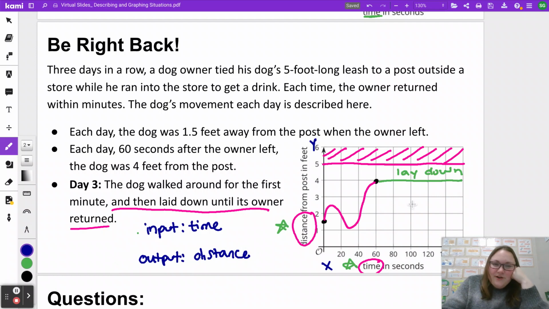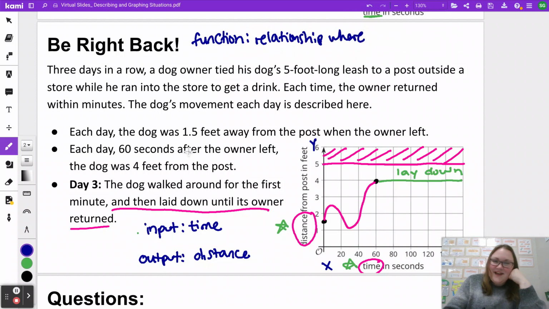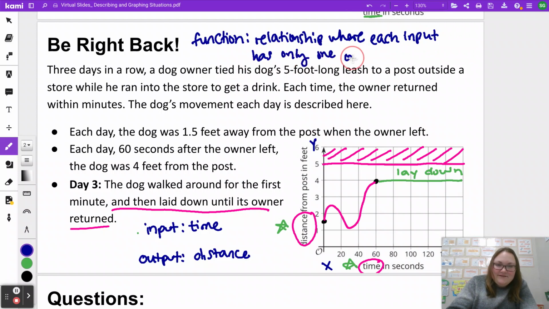And if I want to know if this is a function, I want to go back to our definition of a function. We said a function is a relationship where, do you remember what comes after that? It's the part we underlined in the definition. Each input has only one output. So keeping that definition in mind and what we said the input and the output are, would this graph here be a function?